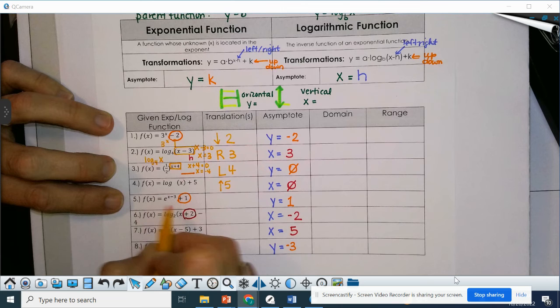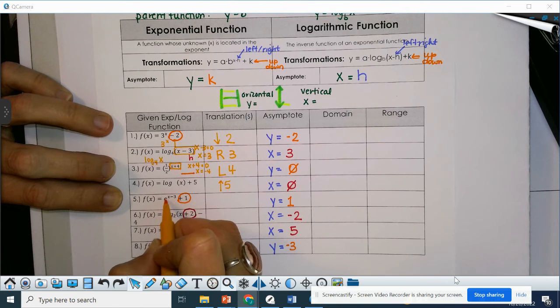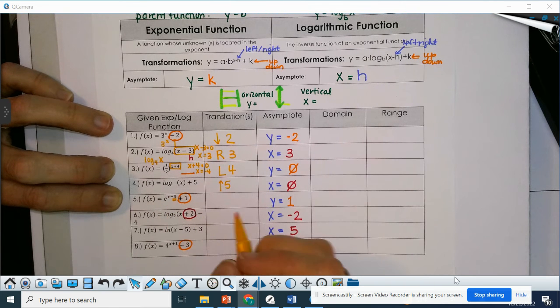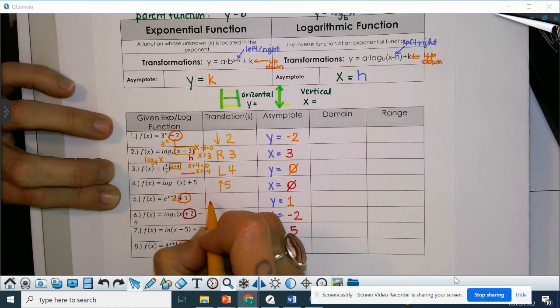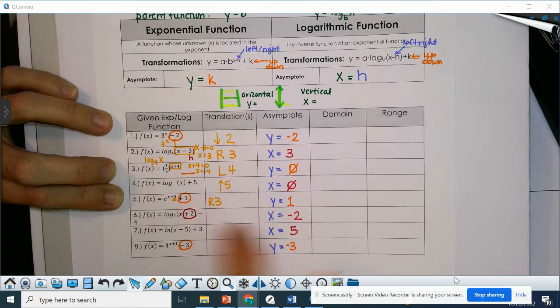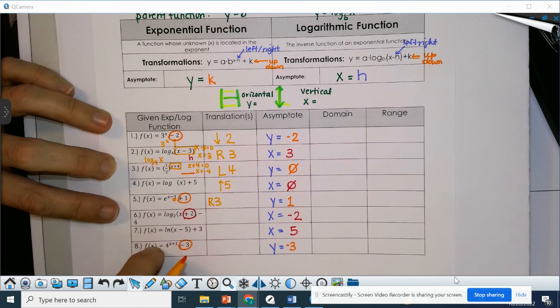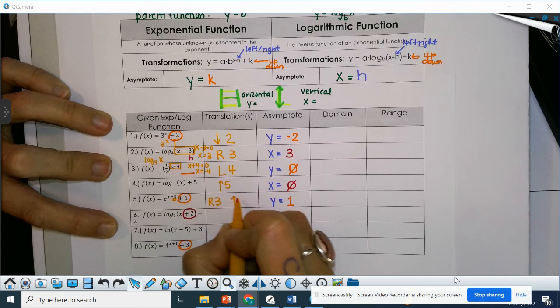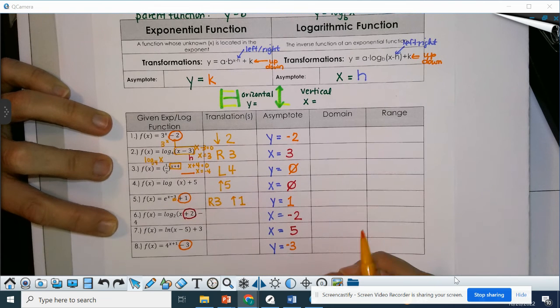Now we're looking at this exponential function. E again is a number, but I have x minus 3. So that's my h value. So that's my left, right. It is minus 3. So that means it's going to be right 3. Opposite of what we think because there is an x minus h in the outline. Then at the end it's a plus 1. So that means we're going to go up 1. So to the right 3, up 1.